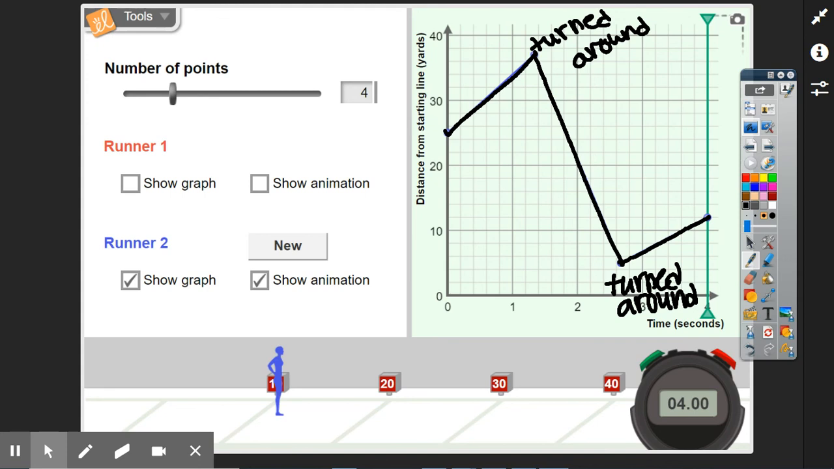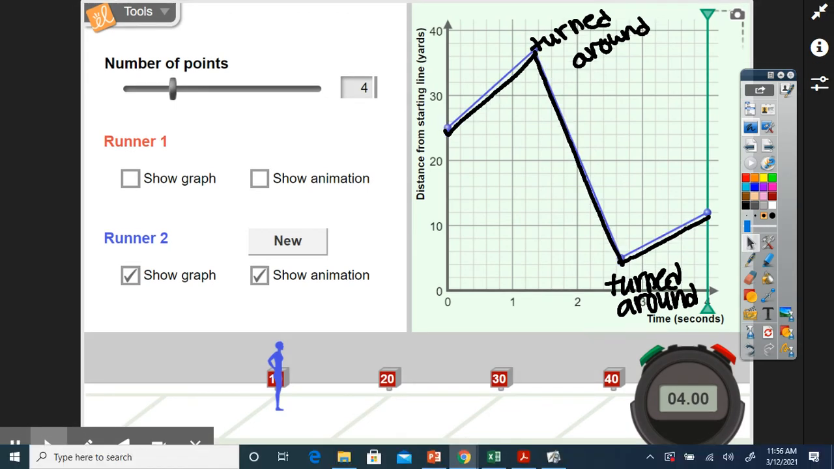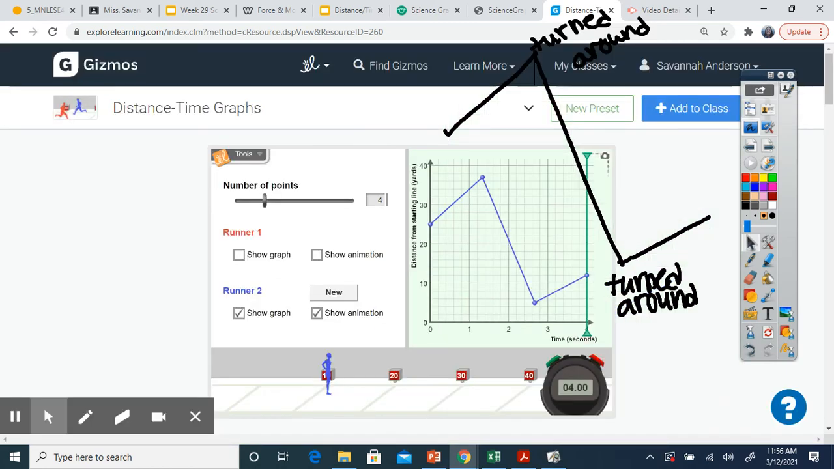So these models have shown us that they directly relate to our distance and time graphs. Please let me know if you guys have any sort of questions.